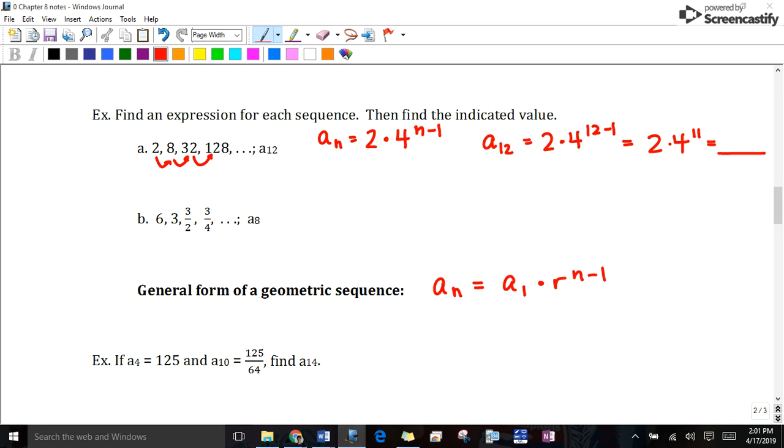So 2 times 4 to the 11, which equals, I don't know. How about the next one? Again, is this geometric? Are we multiplying by something? You might say, yeah, we're dividing by 2, but for geometric, we need to show it as multiplication. So instead of dividing by 2, let's show it as multiplying by a half.